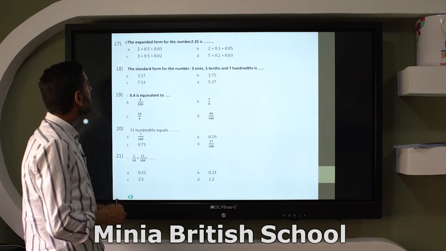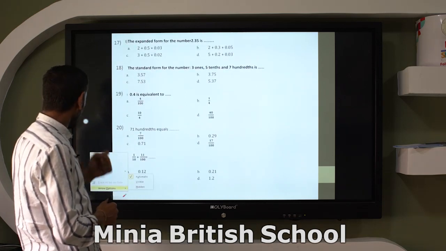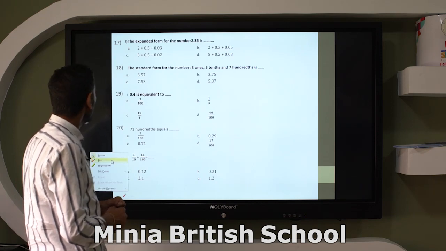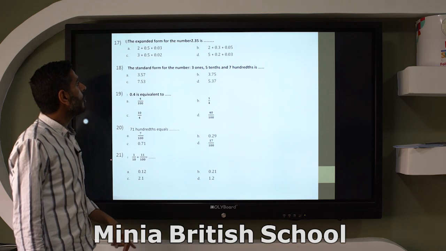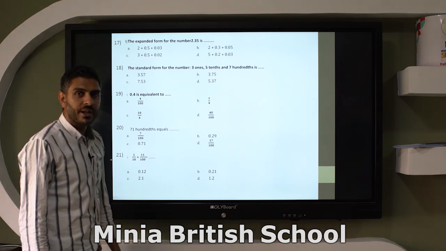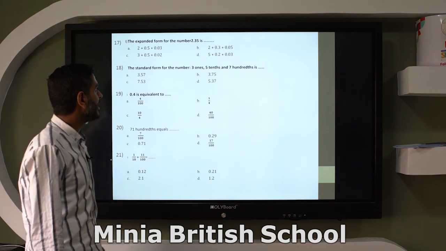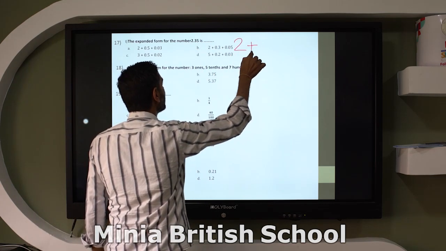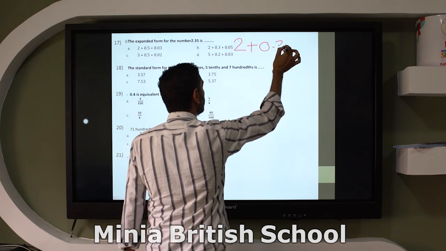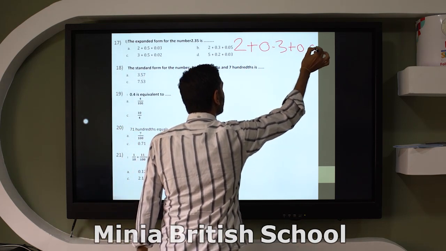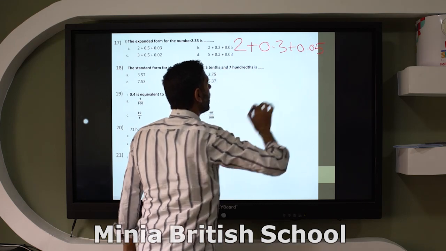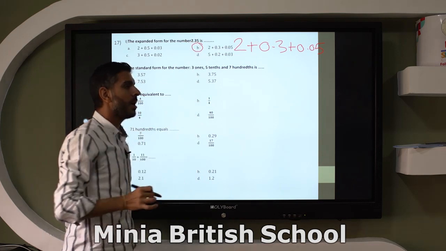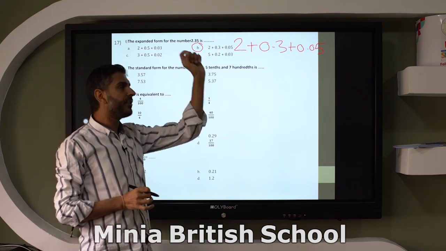Then let's answer another one. The expanded form for the number 2.35 is 2 plus 0.3 plus 0.05. So the correct answer is B.